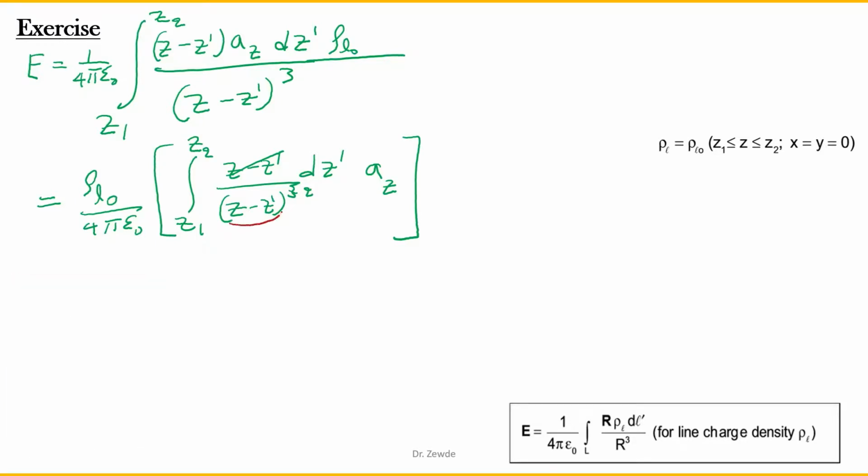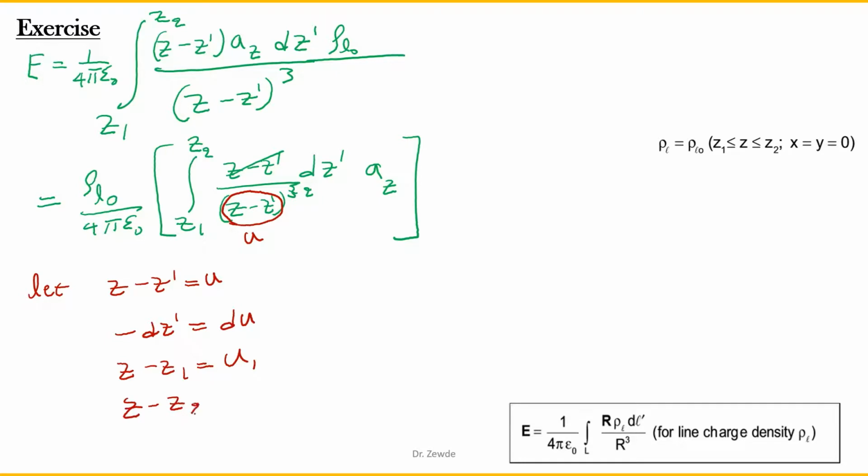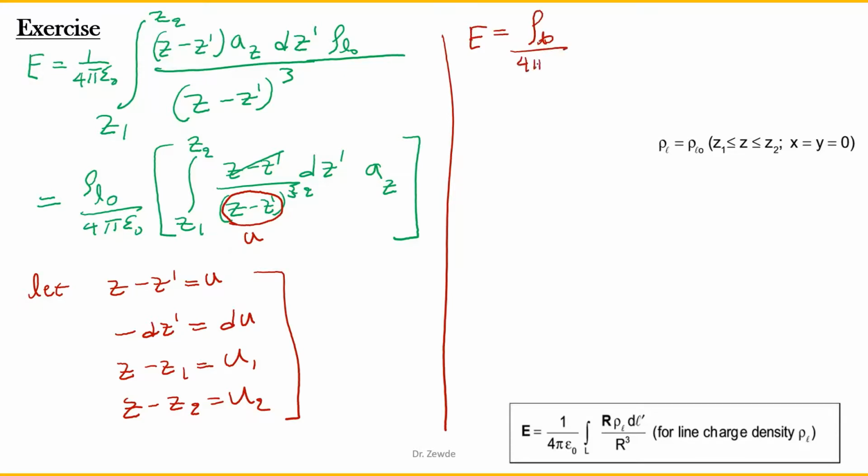So let z minus z prime be u. Therefore, minus dz prime is du, because z is assumed to be constant with respect to z prime. And z minus z1 is u1, z minus z2 is u2. These are the boundaries. So if I plug all these expressions in here, E will be rho L naught over 4 pi epsilon naught, integral from u1 to u2.